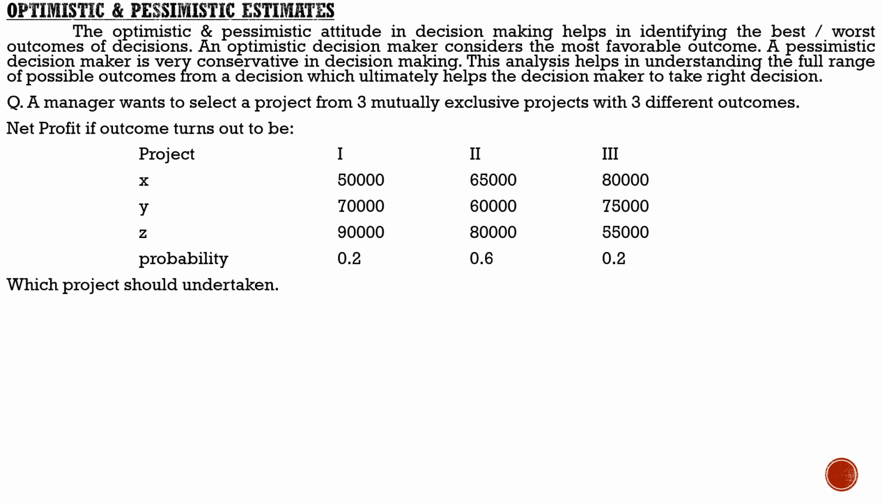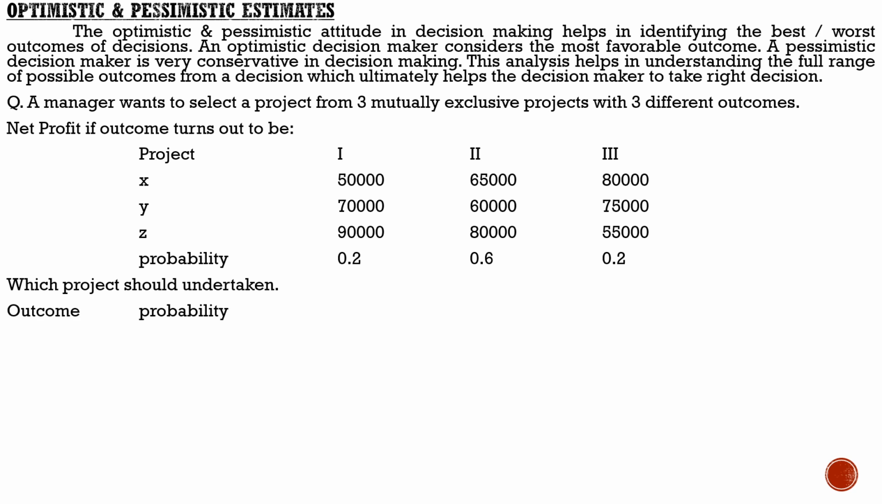Which project should be undertaken? Whenever you come across a question where three or four outcomes are given, depending upon the nature of the question, you need to follow this method. First of all, you need to identify the actual net profit. Here in this question, net profit is given, that is, inflows are given. So what is the actual net profit which the organization is going to earn from this project? We need to identify that.